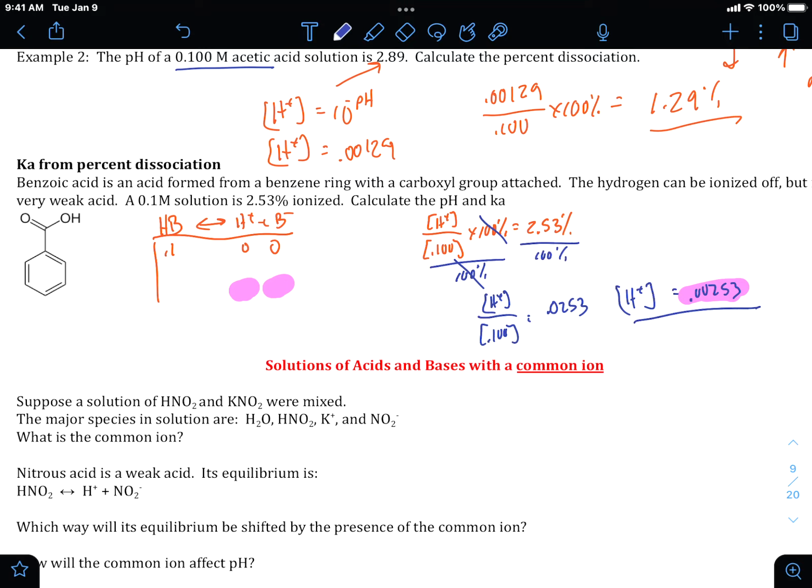If you know it's 2.53%, just work the equation backwards. Set up what percent ionization or dissociation looks like, divide both sides by 100, and then rearrange for what the H plus is. The H plus will be 0.00253, and we're going to use that here, and then subtract that from this side. So that's going to be 0.0975. So the Ka would be 0.00253 squared over 0.0975.